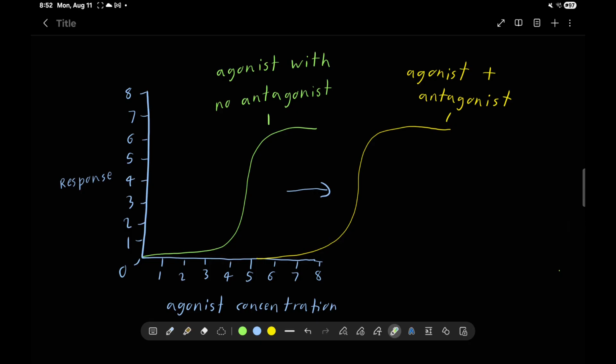So as you can see, we're able to get the same level of response, just we need a much higher concentration. I should extend this. We need a higher concentration of agonist to do this, because remember, we need a higher concentration of agonist to outcompete the antagonist which we have now added. So as a result, your curve is basically shifted to the right. And this results in a decrease in potency because you need a higher concentration to achieve the same results.